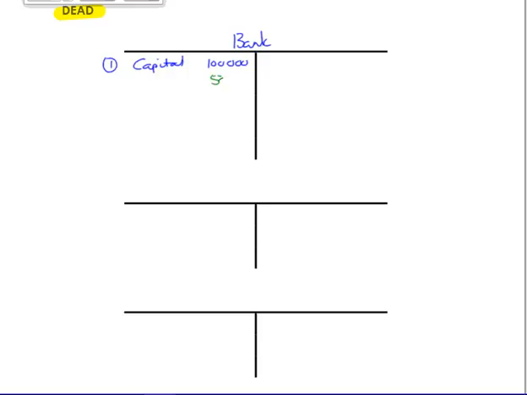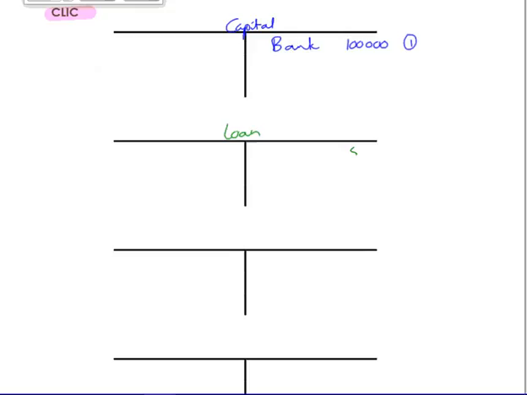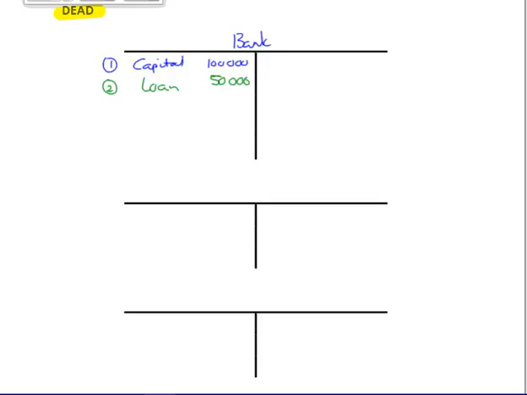So let's say I'm borrowing 50,000 Rand. My bank will be debited with number 2. For every debit, I need a credit. So in the loan account, I will credit my loan for number 2 with 50,000. In loan, I'll write bank, and in bank, I'll write loan. Yo, it's hard, eh?